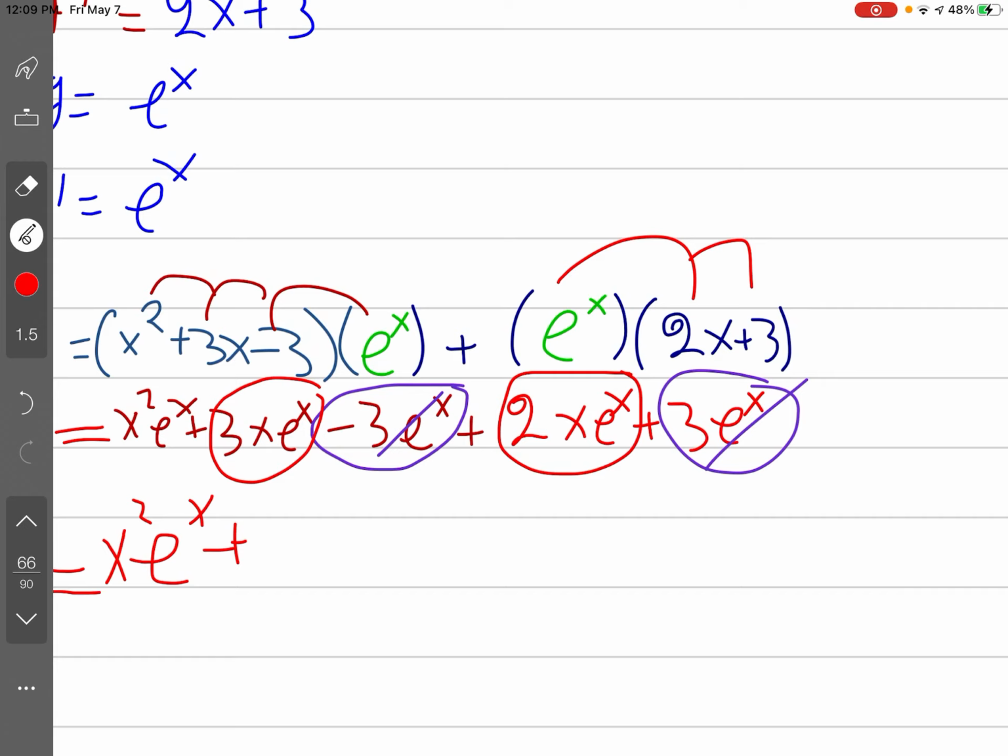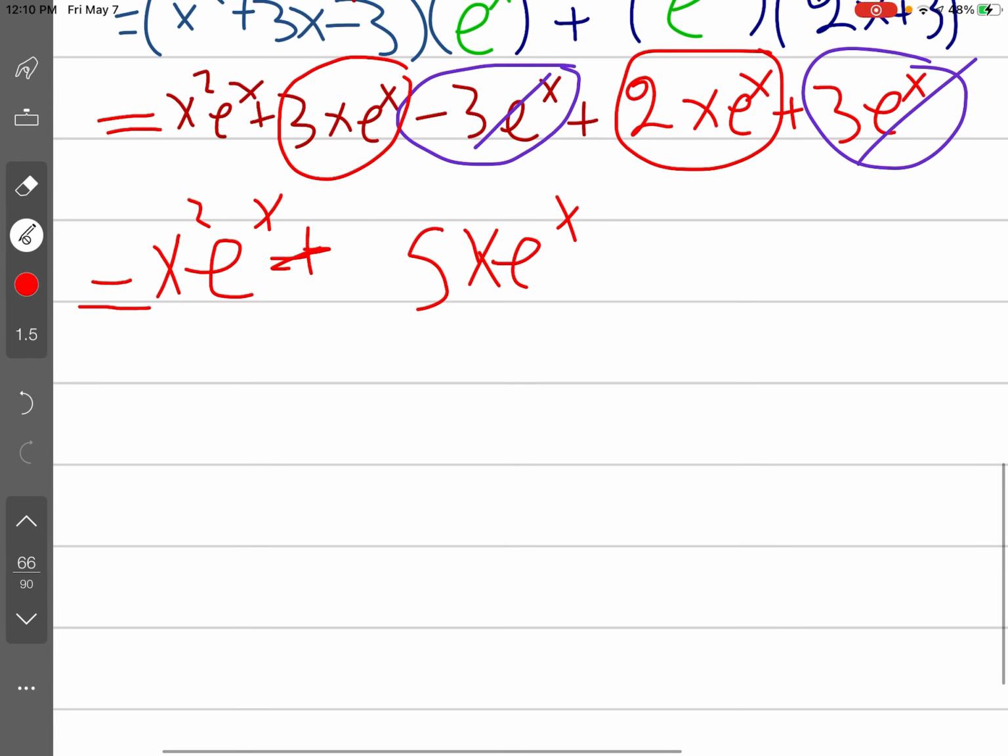So x e squared, right? x squared, and then 3x e to the x power plus 2. So that's going to be 5x e to the x power. So now everything is clear.